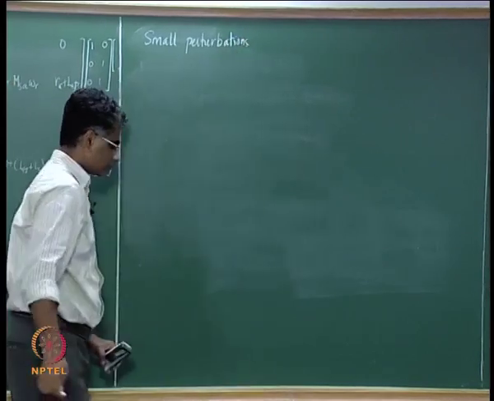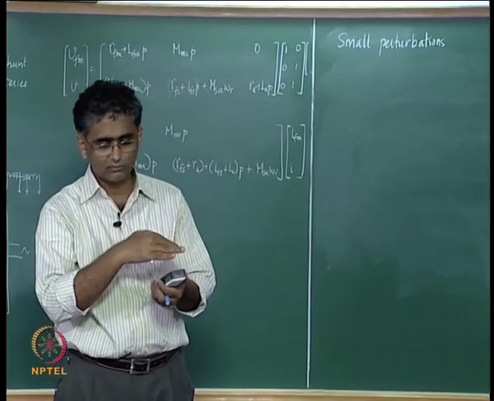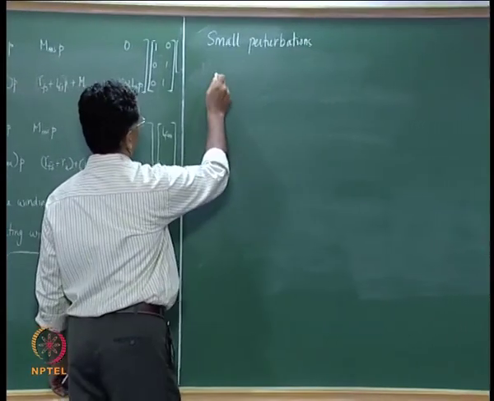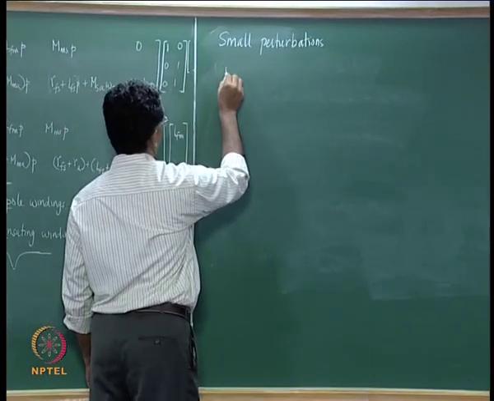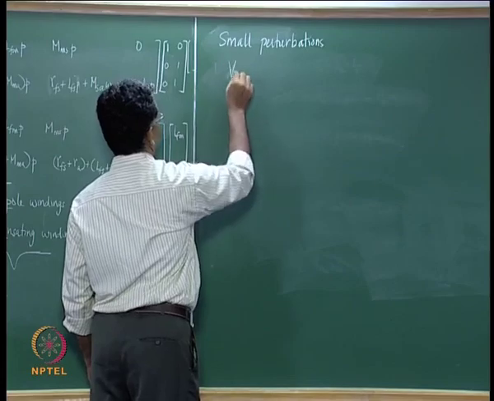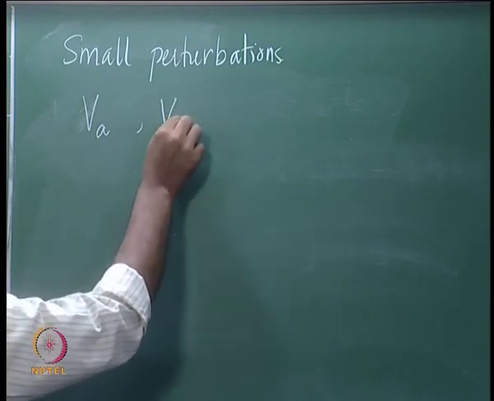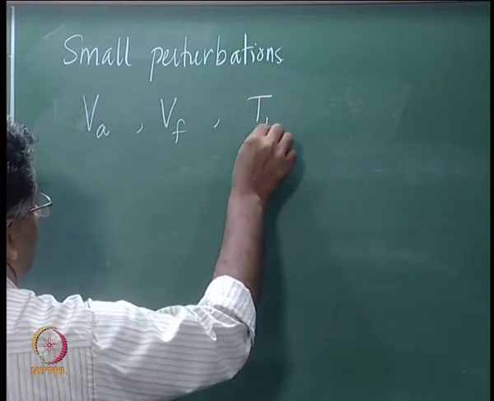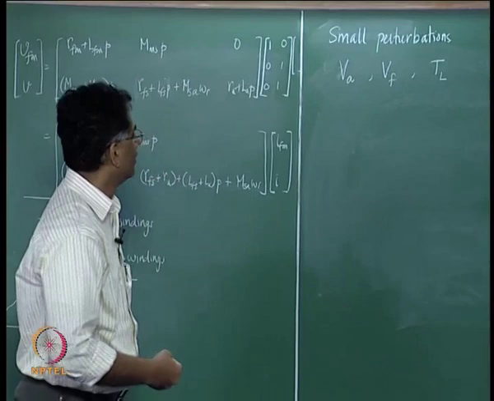The idea is that you have a nonlinear system that is operating in steady state. Let us say, for example, in this DC machine you would have applied an armature voltage VA, that is a steady DC. You would have applied a field voltage, VF, that is again a steady DC, and the system is operating with a certain fixed load torque.